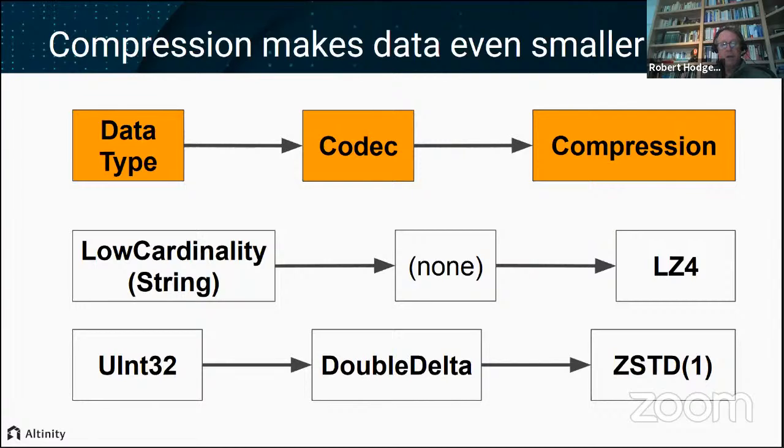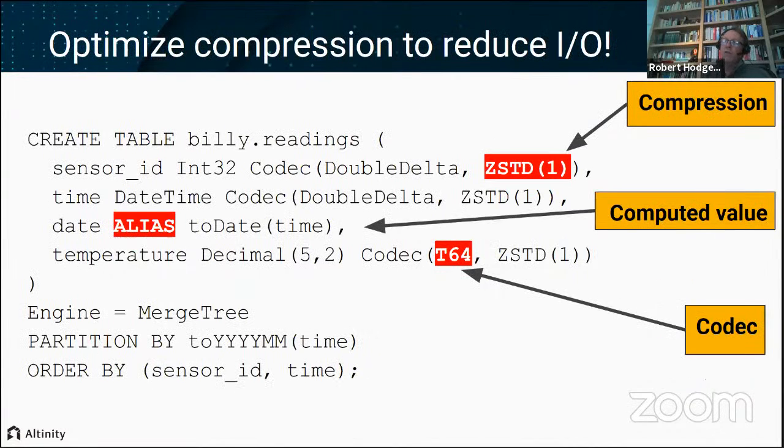Here's another example. We're storing something as an unsigned 32-bit int. We're going to put a double delta codec on it. So instead of storing the ints, we're going to store the slope of the ints. Imagine temperatures, for example, or sensor IDs, which are sorted in such a way that they're sequentially increasing. What that means is we may store a very, very small amount of data, and then we're going to apply ZSTD compression to it. This is an optimization that, when you start to get close to deployment, you may want to go in and change the tables.